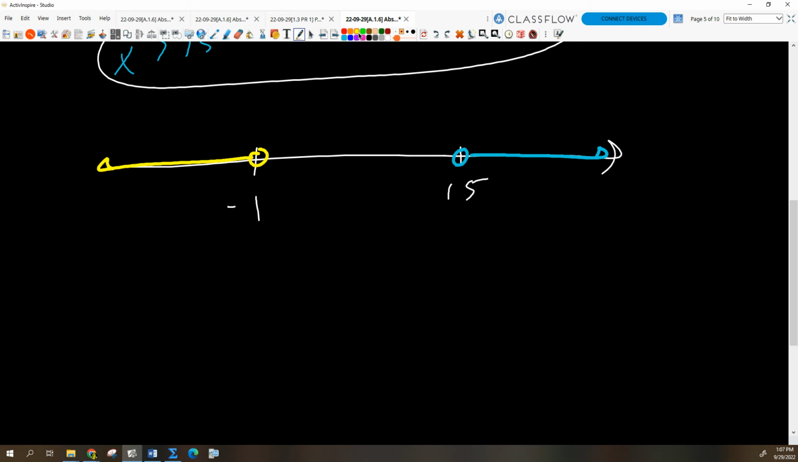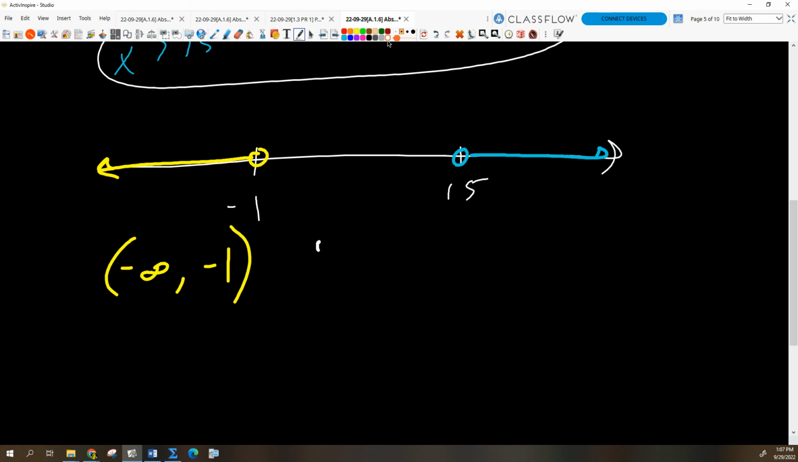Nathan, how do I do interval notation for the yellow graph? Okay, but it's an open endpoint. So it's a parenthesis, okay. Negative infinity, good, because it's going negative direction. Okay, comma. Parenthesis or bracket? Parenthesis, good.